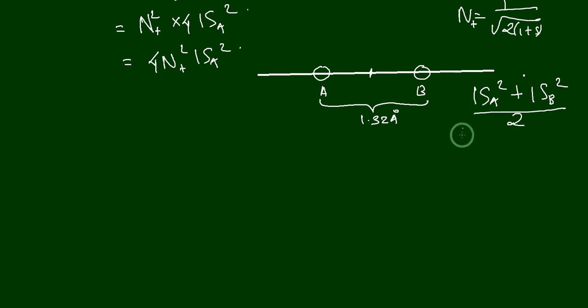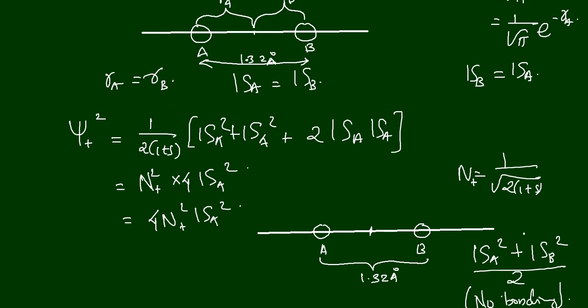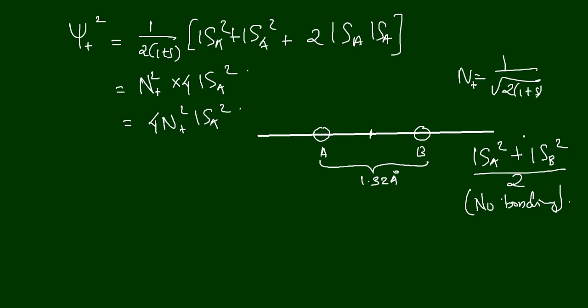So this is the situation if there is no molecular orbital formation. So the psi square, or the probability of finding the electron in the midpoint, is 1s A square plus 1s B square divided by 2 if there is no molecular orbital formation. Okay, this is what you have to consider if there is no bond, or if there is no molecular orbital formation. Now we can consider what's the difference between these two.